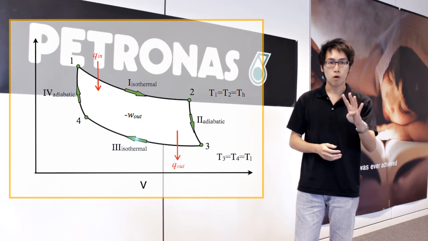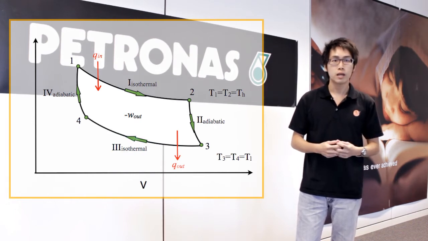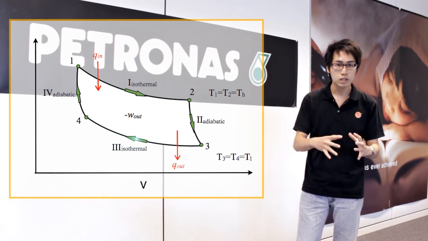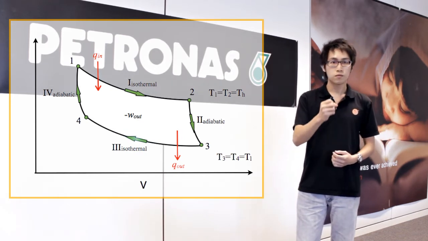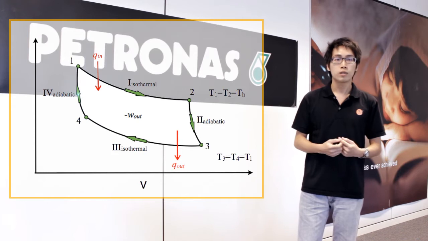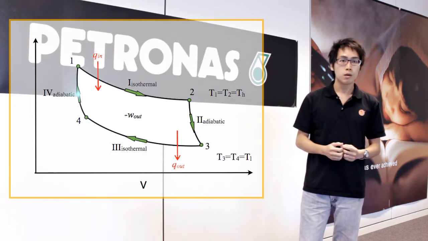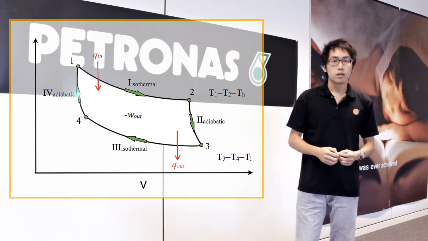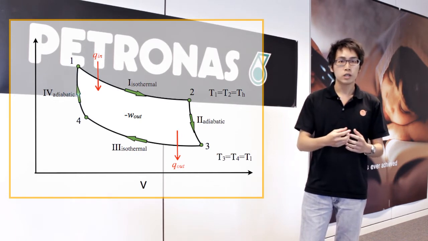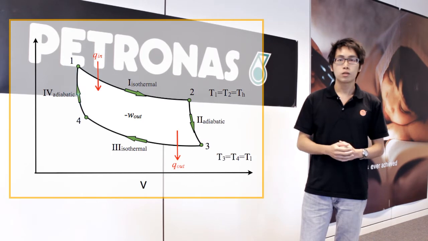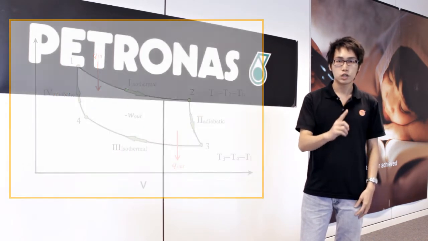For process 3 to 4, this is an isothermal process and the surrounding now does work on the system and causes the heat energy to flow out from the system. For process 4 to 1, this is an adiabatic process. The system is thermally insulated again. The surrounding does work on it and its internal energy increases. The system now gets back to its initial state as in stage 1.